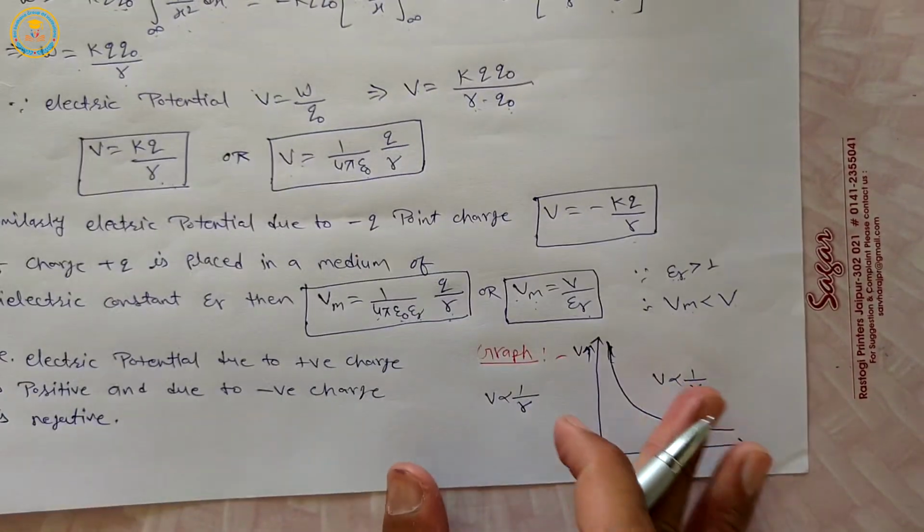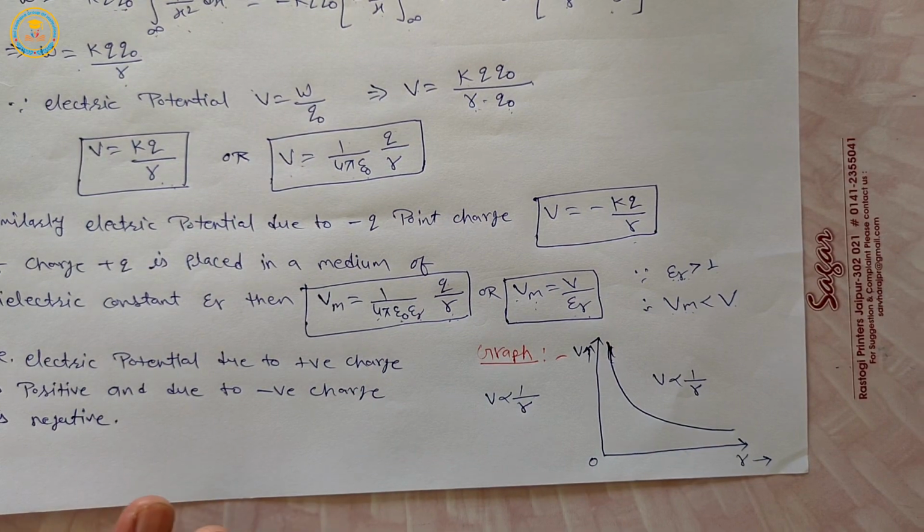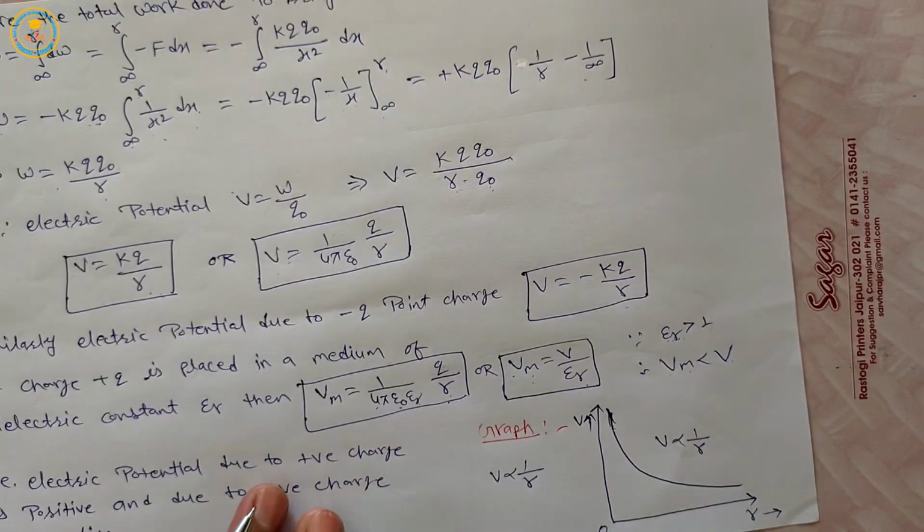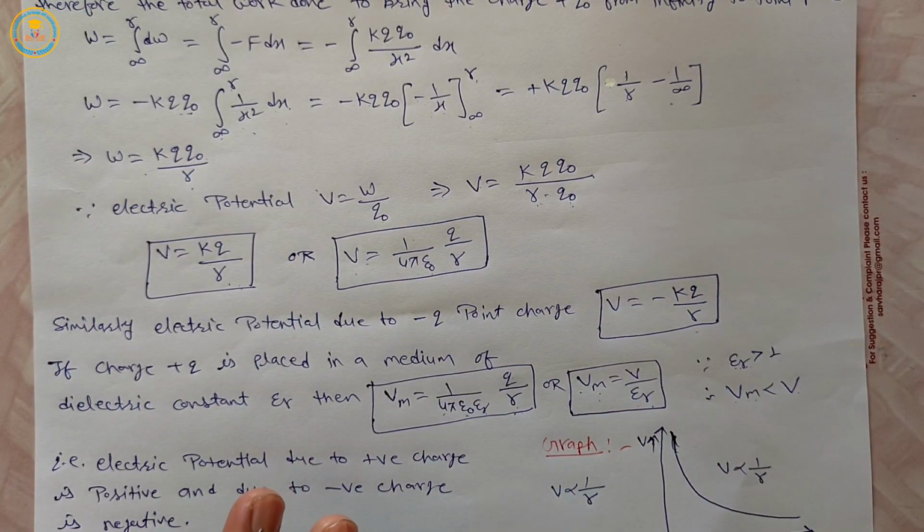Okay students, this is the electric potential due to a point charge. Okay, thank you.